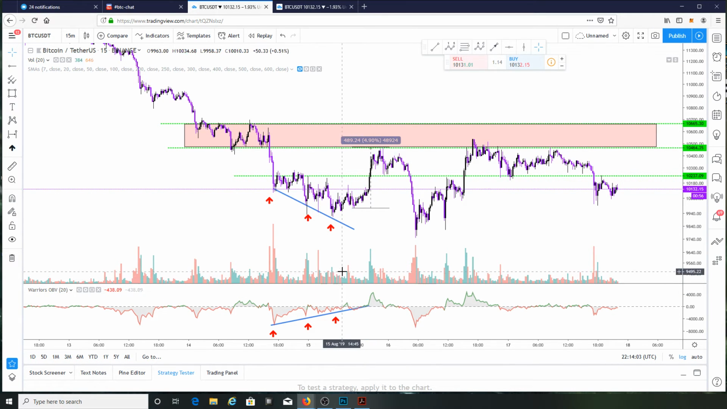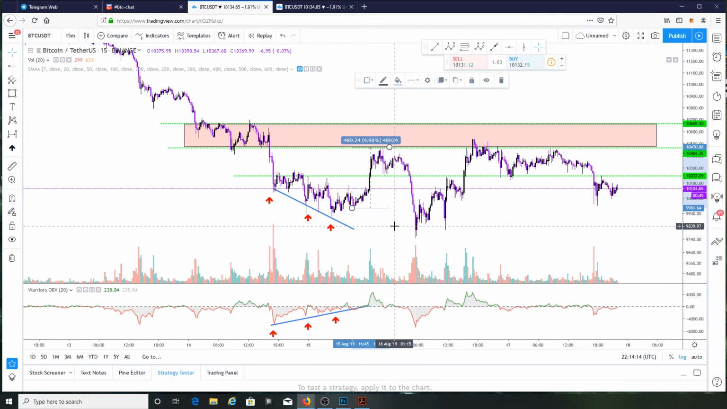Whereas relying on looking down at the volume can be a little bit misleading because you see some bigger volume candles here as the price is going down. So it's not really that great of an indicator.